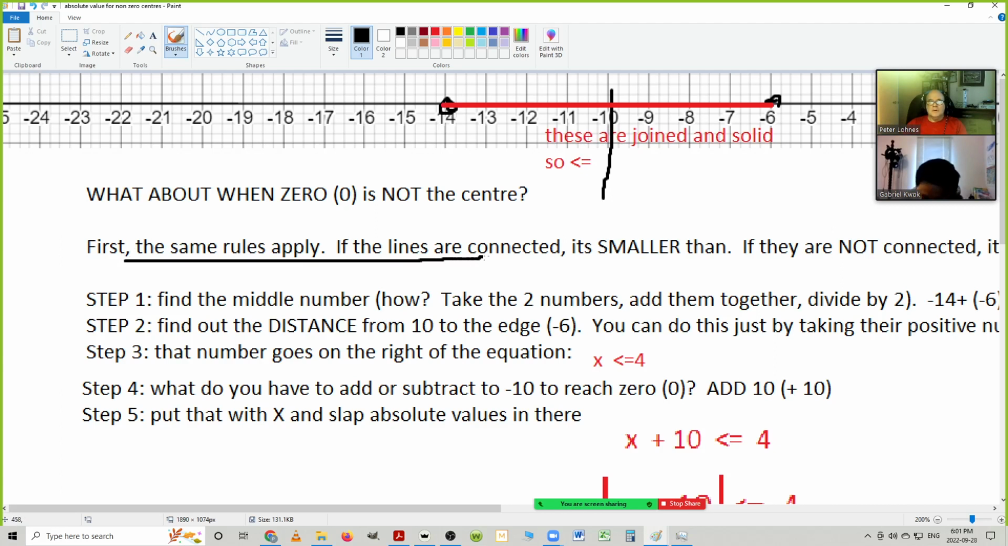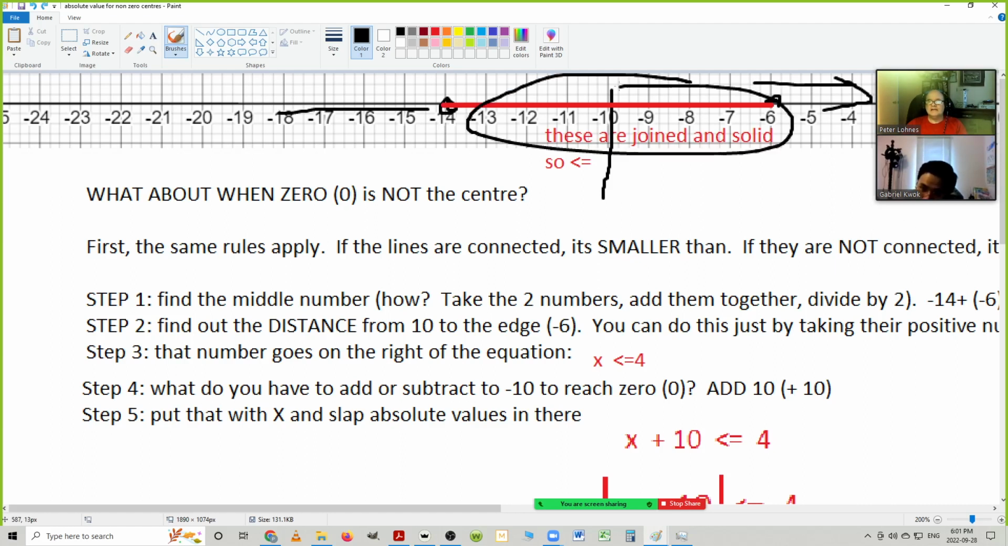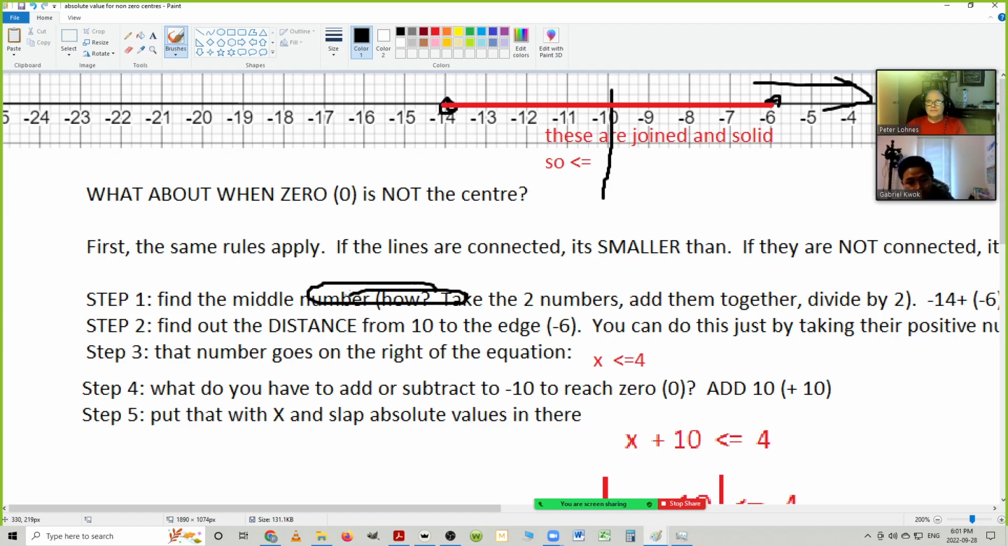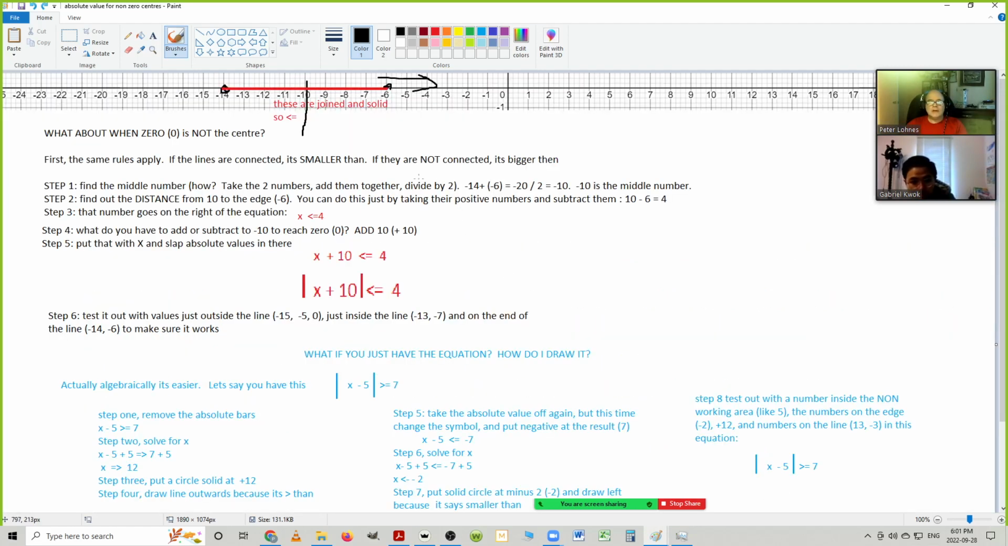So if the lines are connected, we're looking for smaller then. If they're not connected, in other words, if they went this way, it would be bigger then. But the lines appear connected, aren't they? Yeah, they are. So we found the middle number, right? And there's the rule: take two numbers and add them together and divide by 2.